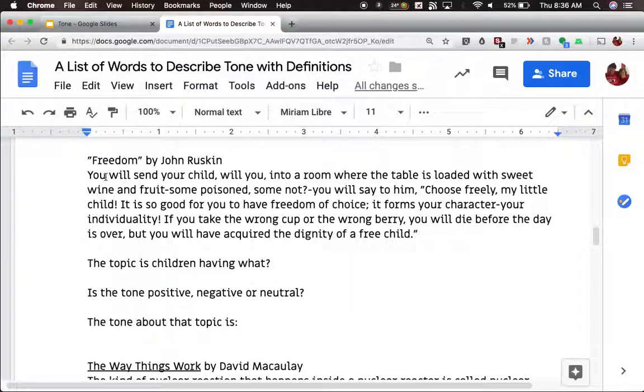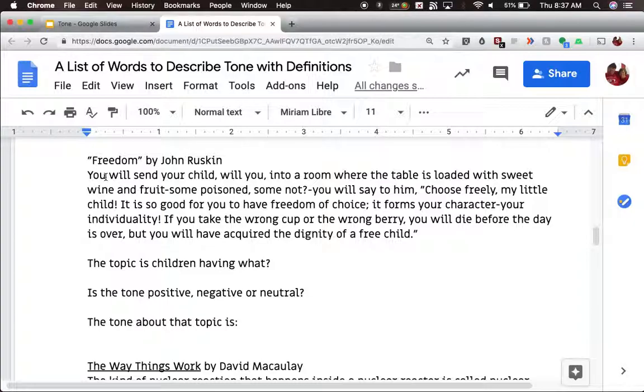You will send your child, will you, into a room where the table is loaded with sweet wine and fruit, some poison, some not. You will say to him, choose freely, my little child. It is so good for you to have freedom of choice. It forms your character, your individuality. If you take the wrong cup or the wrong berry, you will die before the day is over, but you will have acquired the dignity of a free child.